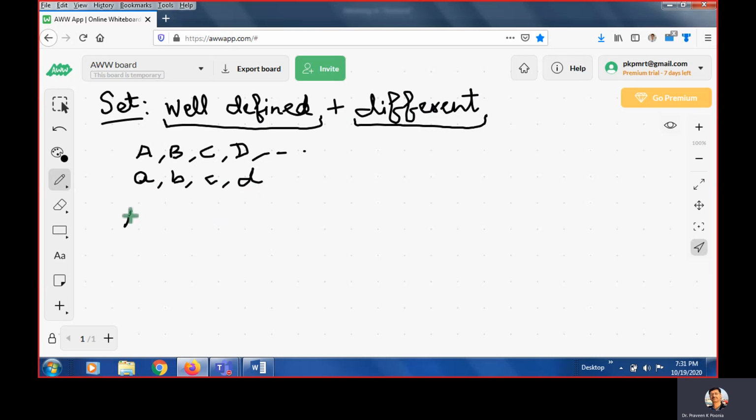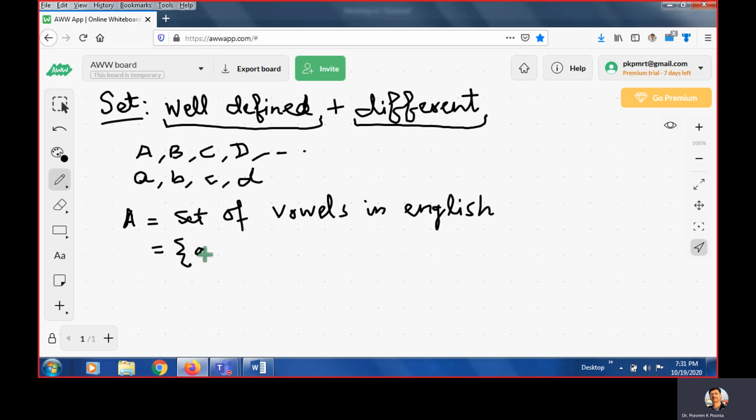So if I write set A is equal to the set of vowels in English, what are the vowels in English? A, E, I, O, U. So this is a set of vowels. Only vowels will come here, not anything other than these 5 alphabets.